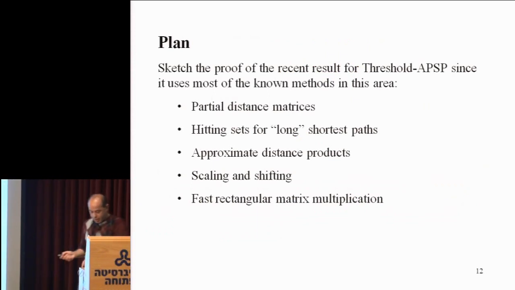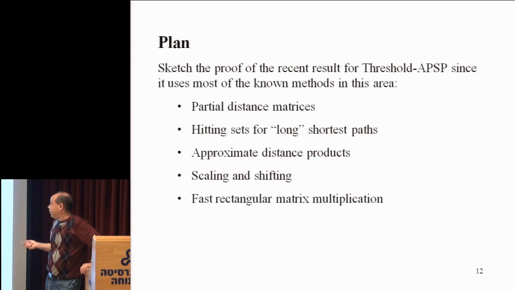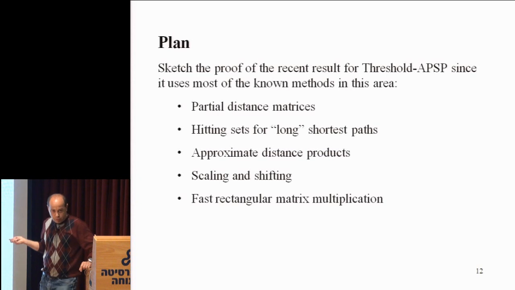So what is my plan for the remainder of this talk? For now I'll be slightly more technical. I'd like to sketch the proof of this recent result that I mentioned on threshold all pairs shortest paths. First of all, because it's a recent result, and second of all, because it uses almost all of the ingredients and tricks that we have in this area that circumvent the blow up in the entries of the matrix when we get to large product. So these are the list of tricks that we use, and I'll try to go over each one separately.